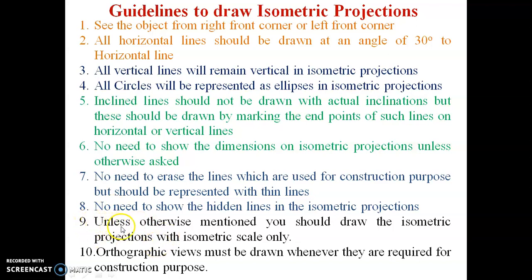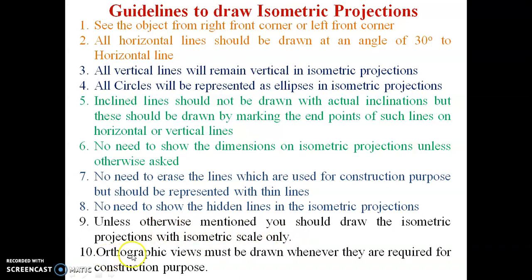Guideline 9 says that unless otherwise mentioned, you should draw the isometric projections with the isometric scale only. Wherever you are asked to draw the isometric drawing, you can use the ratio 1:1. But wherever you are asked to draw the isometric projection, you have to always use the isometric scale, that is the reduced scale, 1:0.8164. So if you have a 10 mm distance and want to draw it in the isometric projection, you should reduce that 10 mm to 8.164 mm and draw it. So that is the 9th guideline.